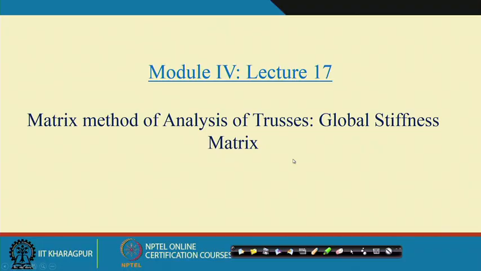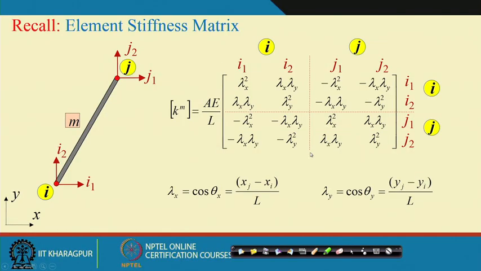In the last class we discussed how to determine the member stiffness matrix of a truss. What we do today is we'll compute the member stiffness matrix through an example, compute the stiffness matrix for different members, and then see how those stiffness matrices need to be assembled to get the global stiffness matrix. So today's topic is the global stiffness matrix.